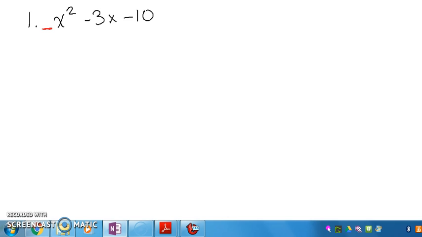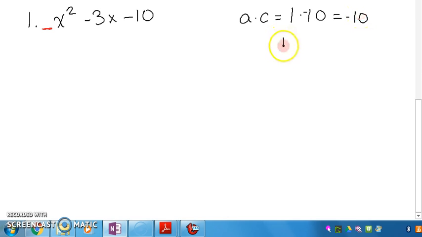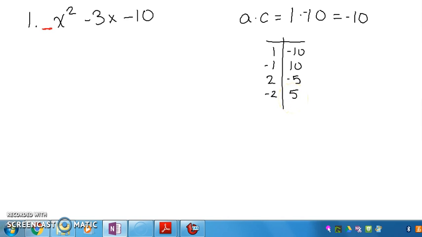In this case, a is equal to 1, so we can just factor this problem. When we factor, a times c, that's 1 times 10, negative 10. So I end up with a times c is negative 10. From there, I can make my product-sum chart. So 1, negative 10; negative 1, 10; 2, negative 5; negative 2, 5. Those are them. When I get the sums here: negative 9, 9, negative 3, 3. So we look, which of those sums is equal to b? Well, that's this one right here.